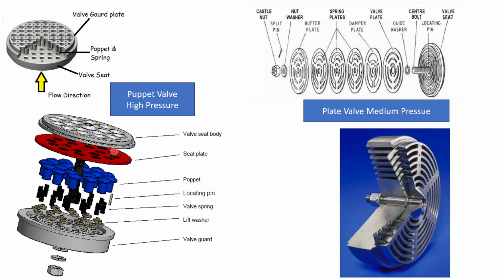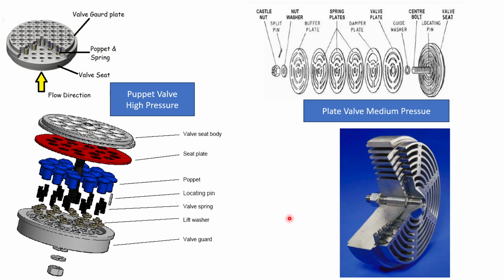If you see that in detail, this is the valve guard, this is the lift, this is the lift washer, this is the valve spring, actually this is the pin on which the spring is mounted, this is the poppet, this is a seat plate, actually the poppet valve sits on this seat plate, and this is the valve body plate.